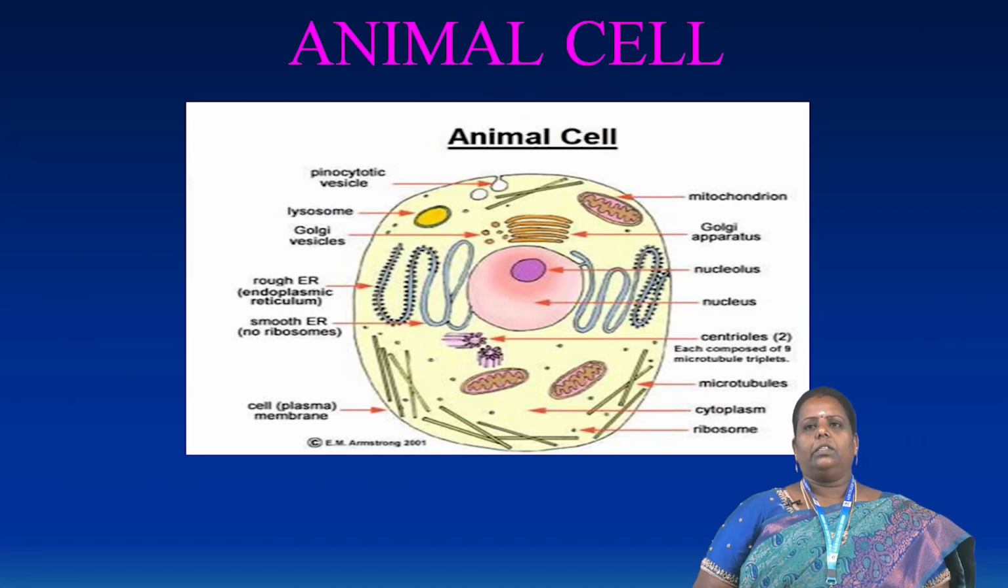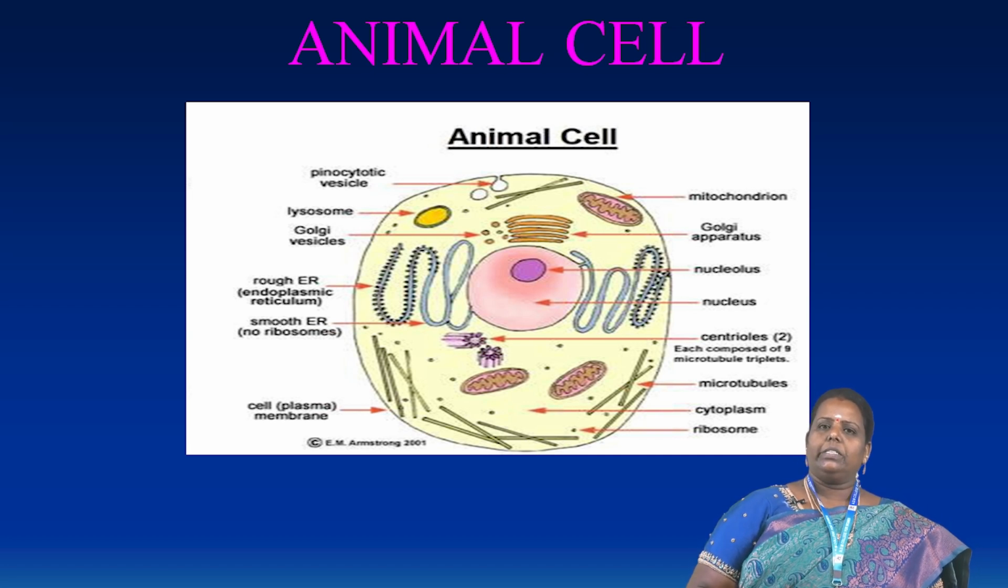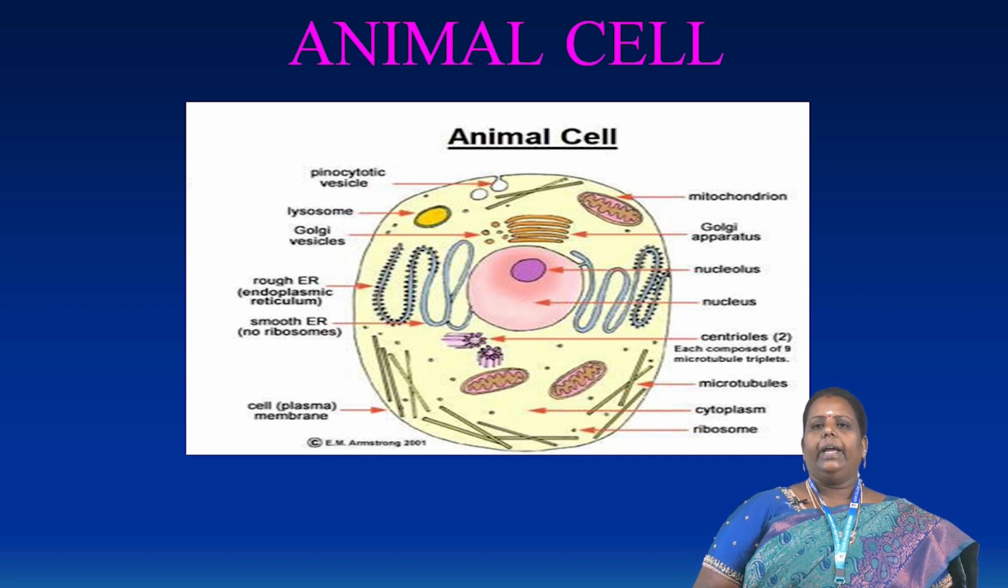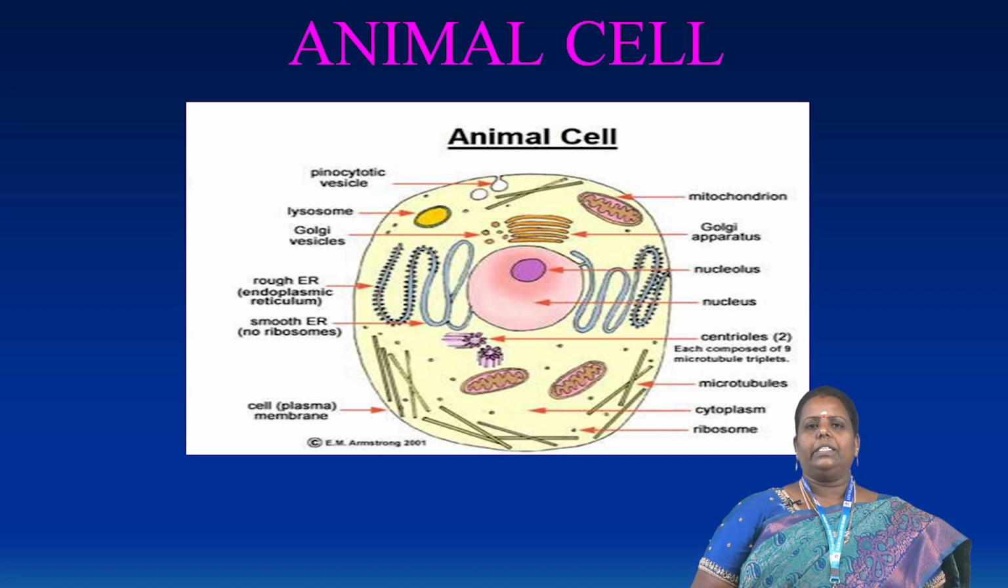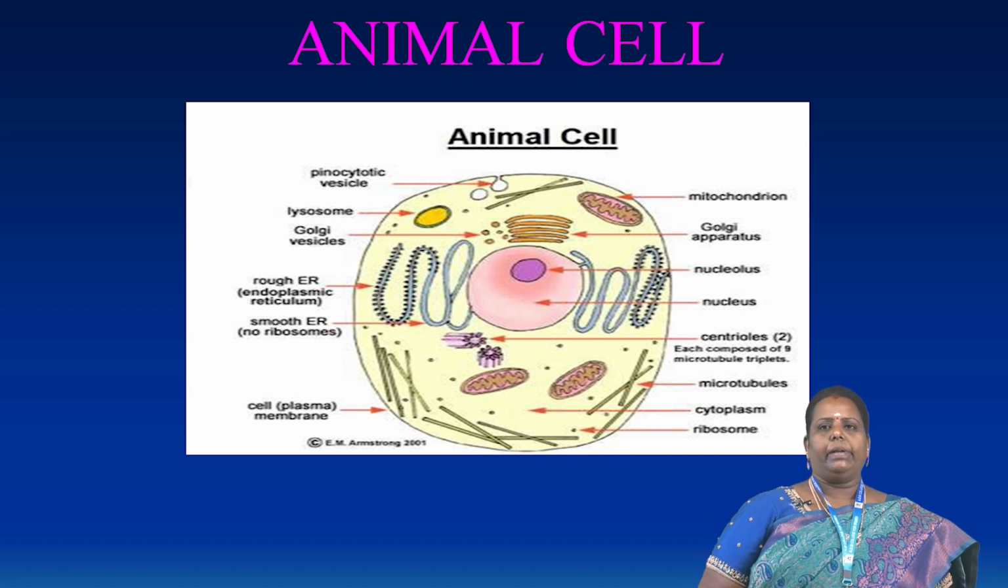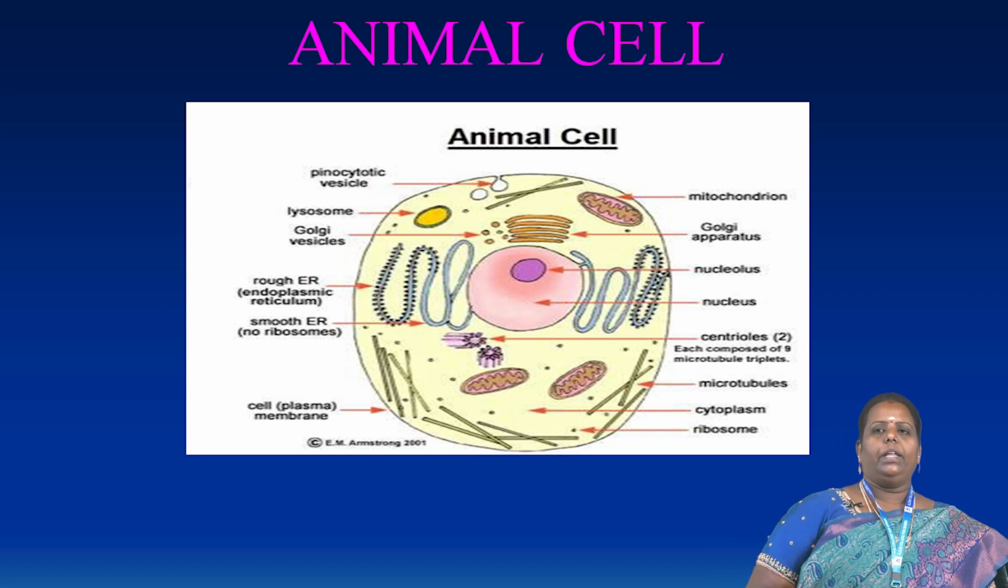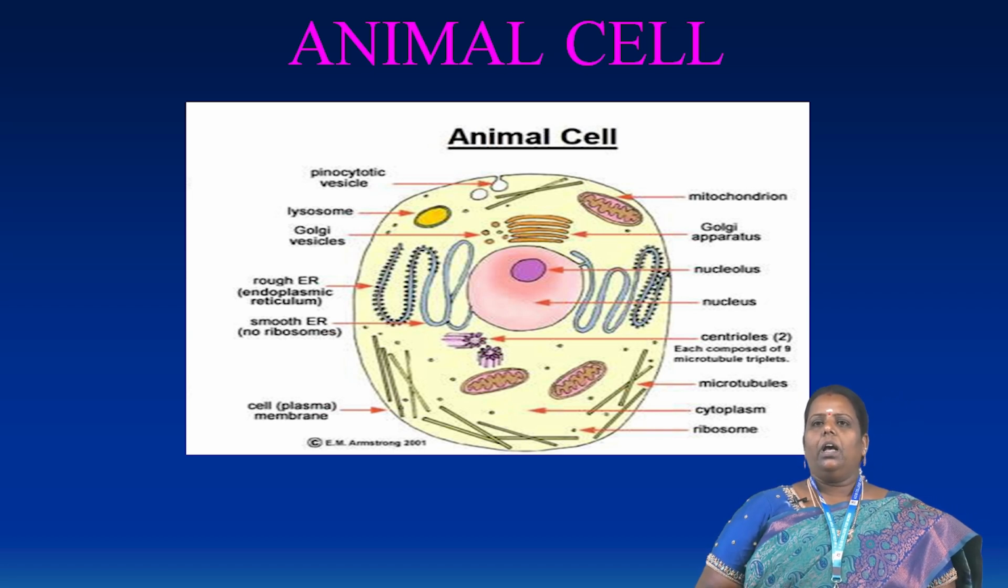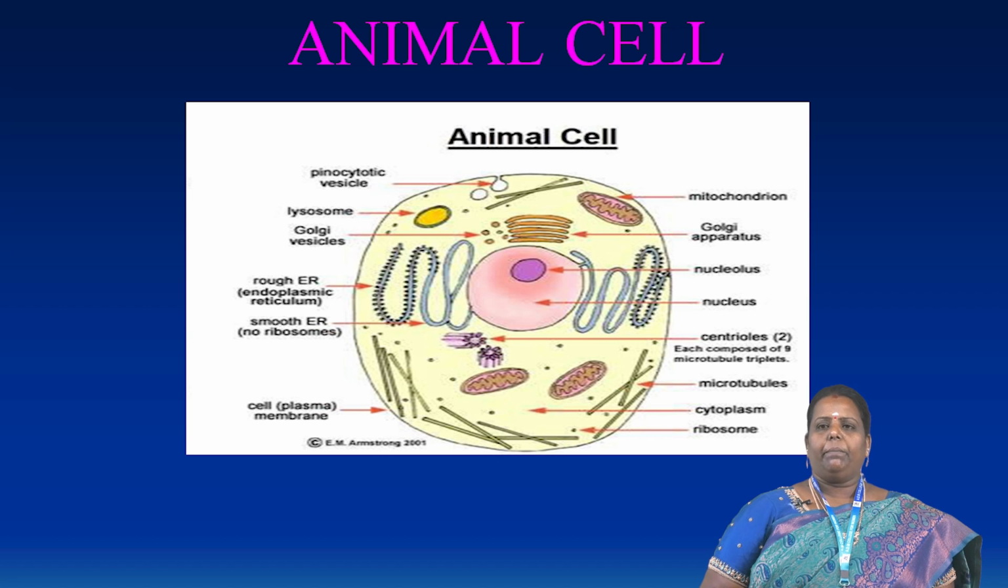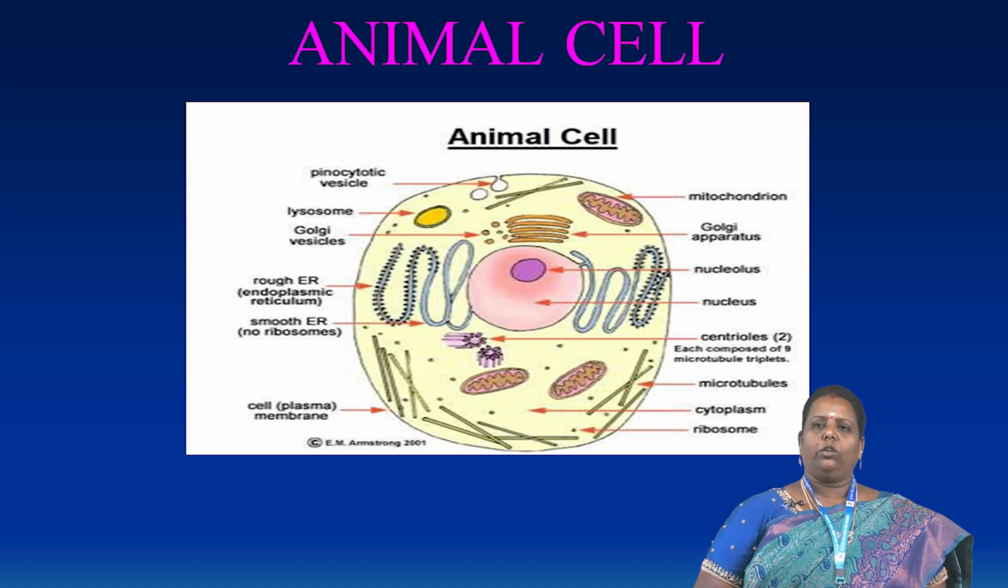Now we have to know about the animal cell structure. What is the difference between plant cell and animal cell? Some inner cell organelles are present and some are absent. That is the difference between plant and animal cells. Both of them have the nucleus, nucleolus and so on. The outer membrane is called the plasma membrane, and the cell is filled with cytoplasm.